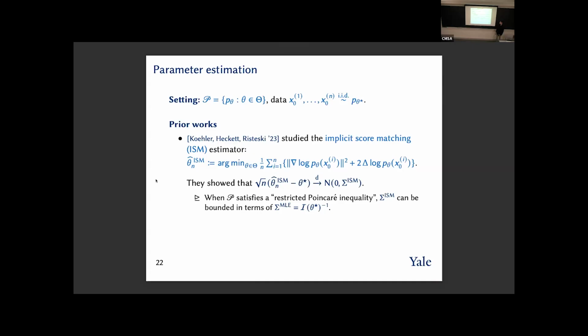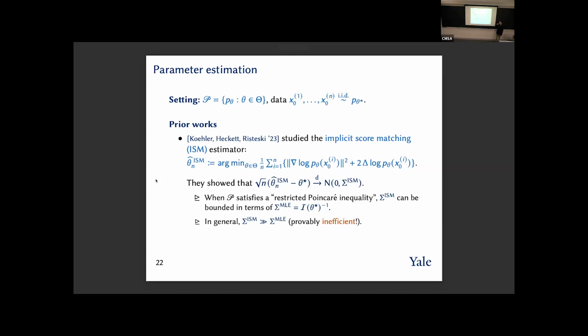And then what they were able to show is that if your model satisfies a so-called restricted Poincare inequality, then you can control this asymptotic covariance in terms of the covariance of the MLE, which we usually think of as the best possible. It's the inverse Fisher information. But if this Poincare inequality does not hold, then this ISM can be much worse than the MLE. In fact, provably so. It can actually be statistically inefficient.